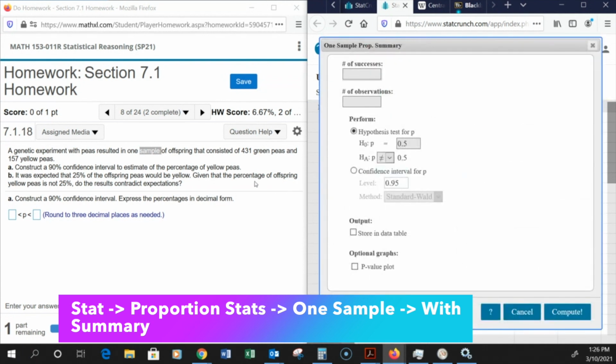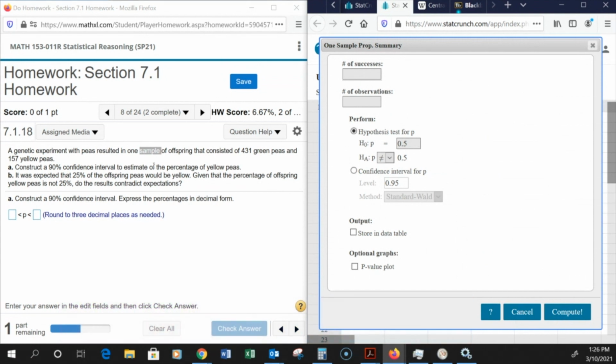And here's what students do: they say, we're trying to find the yellow. Okay, yellow is 157. So that's the success is 157. And then what were the green? 431. And the students put 431 here. And this is wrong because that's not the total number, right? This is only the green ones. What's N? What's our sample size? It's the yellow ones plus the green ones.